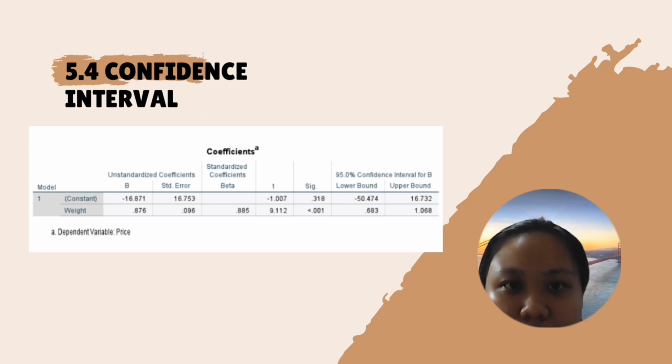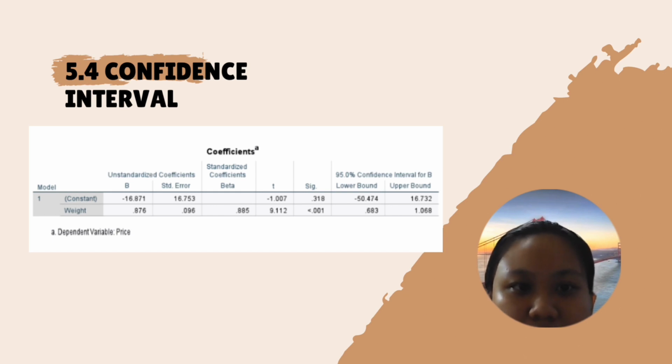Next, I will present 5.4, which is called confidence interval. We collect the result of the 95% confidence interval for the mean. The lower boundary is negative 50.474 and the upper boundary is 16.732. The standard error of this dependent is 0.096.